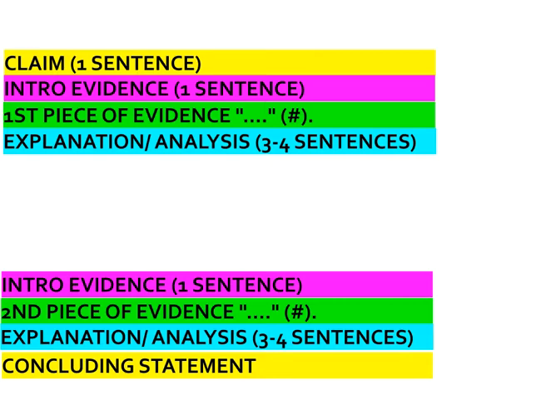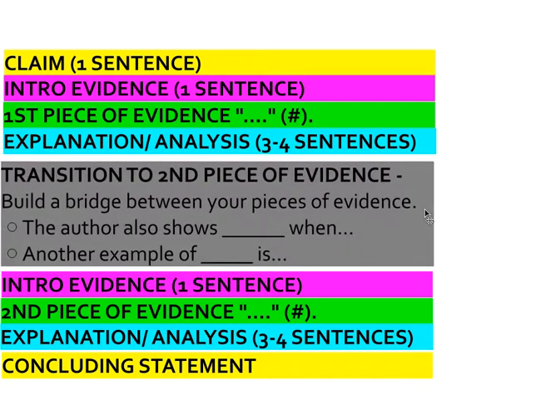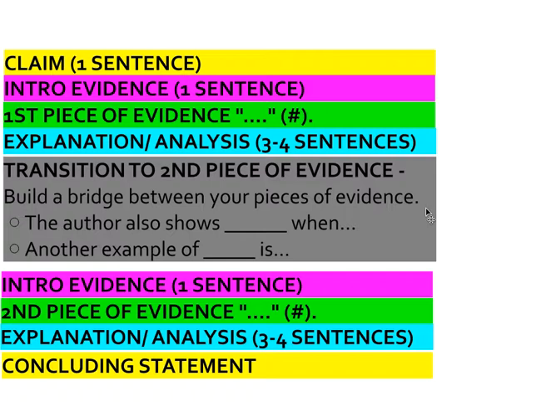Your sections of explanation or analysis, however, are going to be a bit shorter, 3 to 4 sentences each, rather than the 6 to 8 that you would have done in the past. You're also going to provide a transition sentence that's going to come right in between your pieces of evidence. So your transition sentence builds a bridge between your pieces of evidence. A couple of really easy sentence starters that you can use: The author also shows blank when, or another example of blank is.